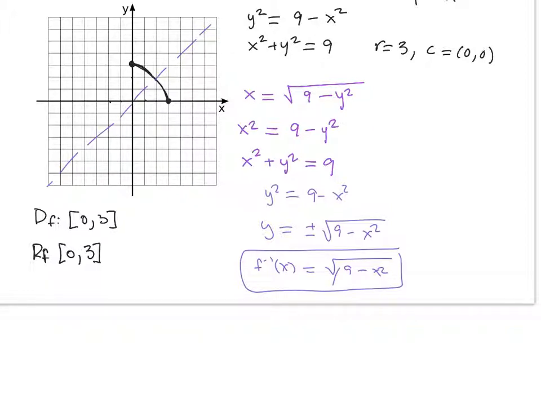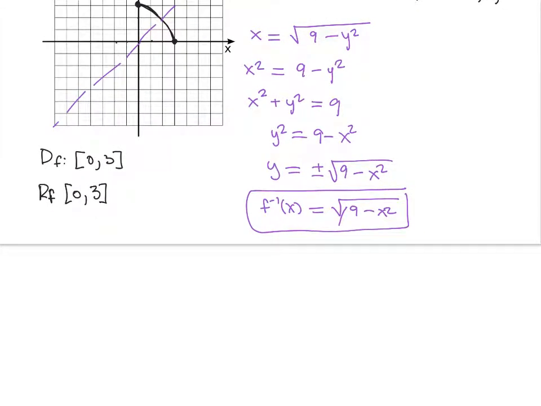Just as an aside, I'm going to draw another one. What if I'd taken this part of the circle? Like what if that was my f?